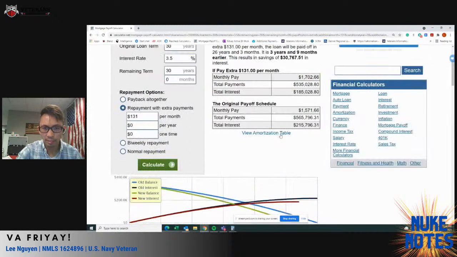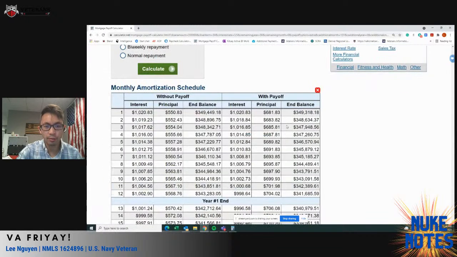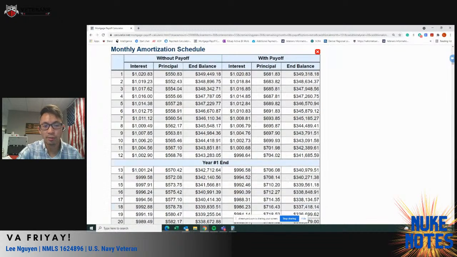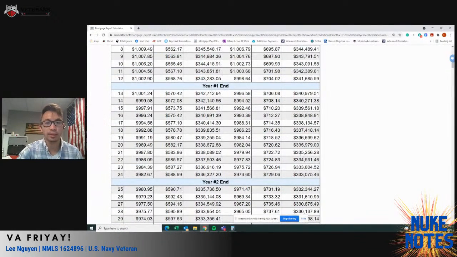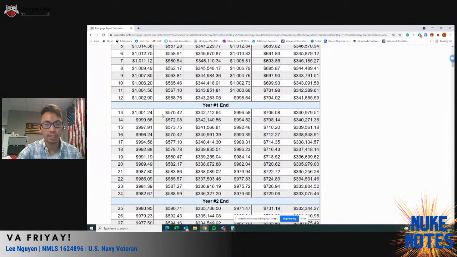If we view the amortization schedule and compare the balance without the payoff and with the payoff, you can notice how fast you're paying off the mortgage. After year one, you're already $2,000 ahead. That's just an example of how exponential it can be. You can also see the difference in interest payments has changed. It's not a whole lot, but it's something. And the principal portion is obviously $131 higher, but it grows at an exponential rate after a couple of years.